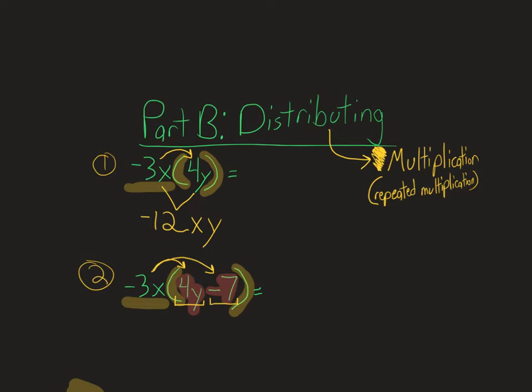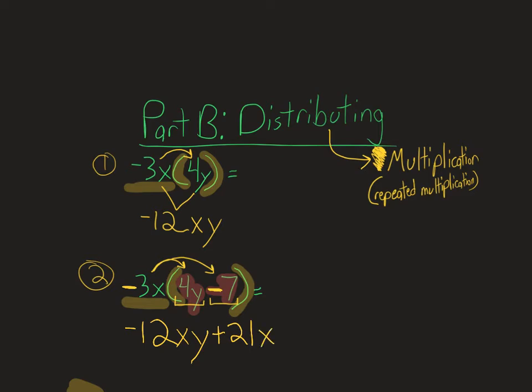So now we're going to multiply that negative 3x times the 4y, and we're going to get negative 12xy, just like we did before. And now we've also got a negative 7. There is a second term, so I'm going to have a second time I distribute. So now it's negative 3x times the negative 7, and a negative times this other negative is going to cancel to a positive. 3 times 7 is 21, and don't forget your x.